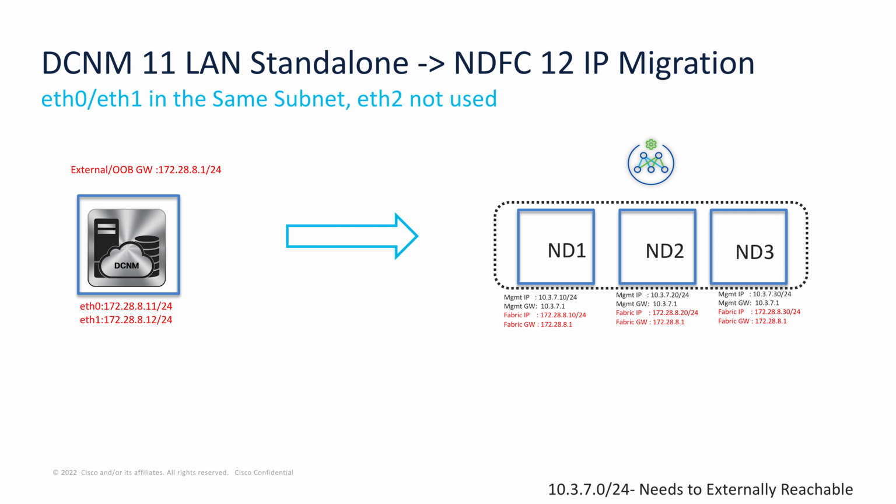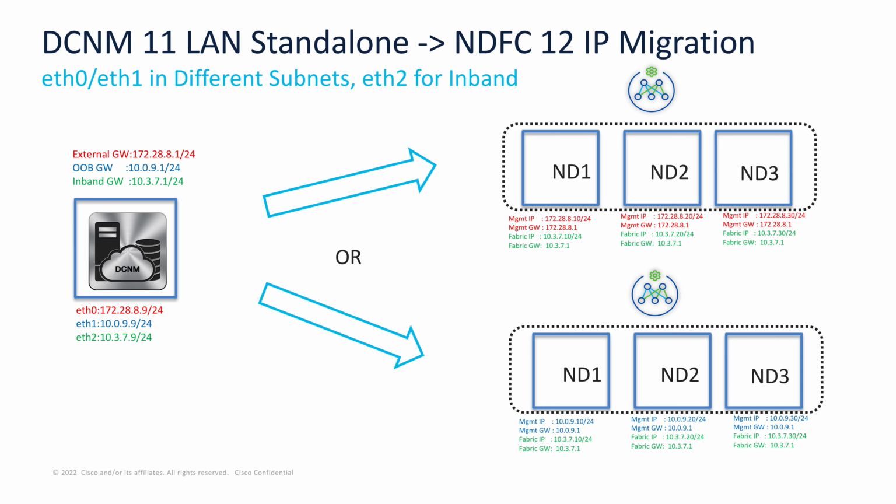Now in this case, we're using the same subnet for ETH0 and ETH1, and ETH2 is not used at all. In this particular case, we are using a different subnet for the management IP because our management and fabric IPs have to be in different subnets. So you're picking a 10.3.7.0/24 subnet, which needs to be externally reachable. And for the fabric IP, we are picking the very same red subnet, which is our 172.28.8.0. So this is when they are in the same subnet.